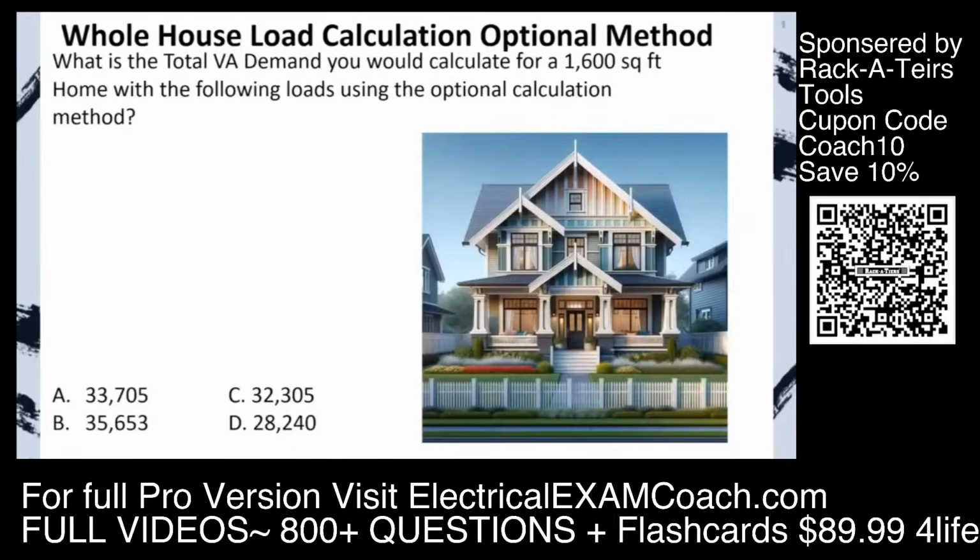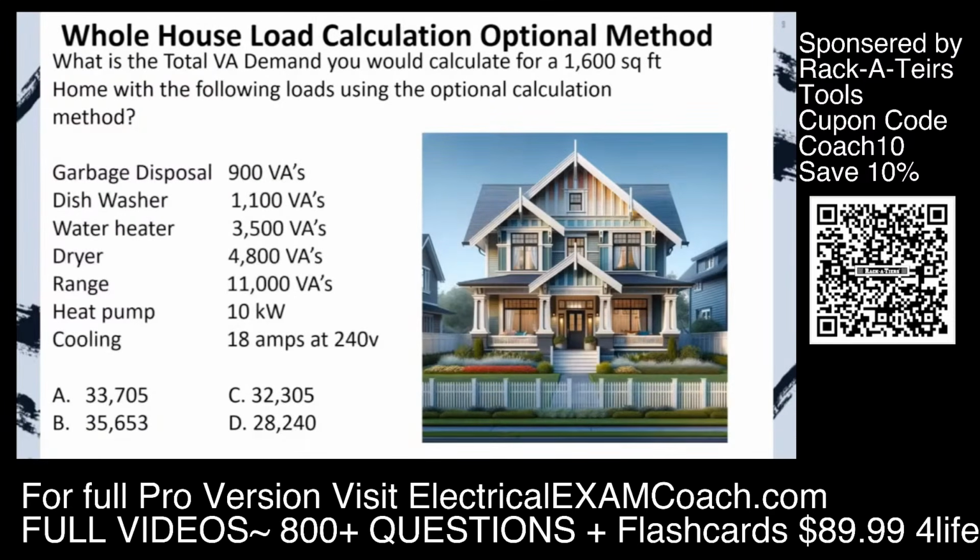What is the total VA demand you would calculate for a 1,600 square foot home with the following loads using the optional method? I want you to take a minute and write all these down. That way you can follow along as I go through each screen. It's very similar to our standard method question. It's just going to go a whole lot smoother and a whole lot quicker.